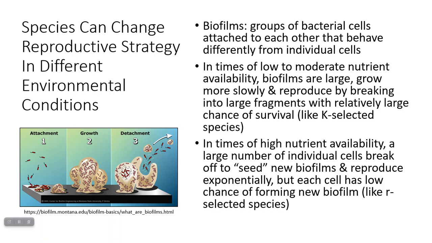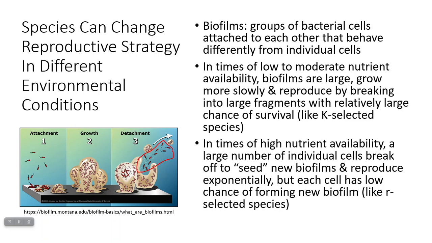but when the environment changes, when there's a lot of nutrients available, then they'll actually break off a bunch of these smaller individual cells, like what you see here. These individual cells, in times of high nutrient availability, can all go and seed new biofilms. They're going to reproduce exponentially because a lot of them will be produced at once, but each individual cell has a very low chance of forming a new biofilm, which is something like what an R selected species would do.